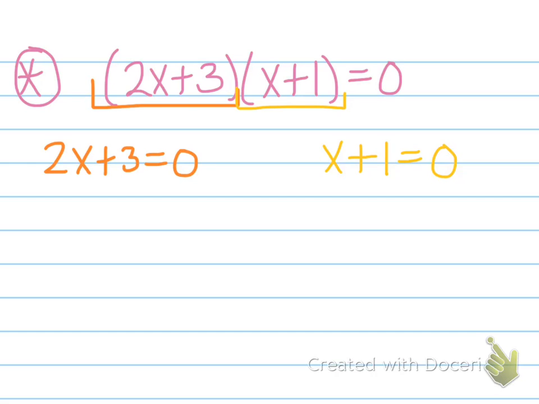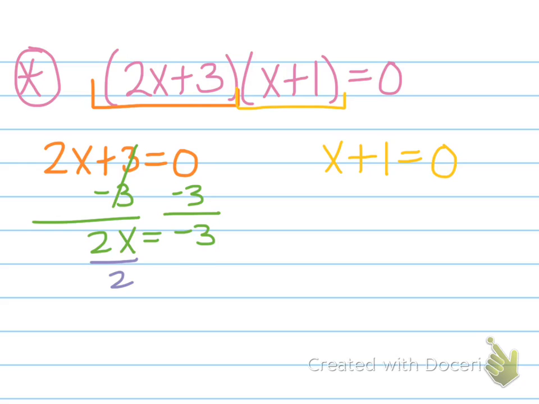Now, it may not look like this was originally a quadratic equation, but if you were to multiply those two binomials together, you'd notice that you get a quadratic trinomial. So we do have a degree of 2. Now, when we go through and solve each of these by using the order of operations in reverse, we get that 2x equals negative 3. And then if we divide both sides by 2, we find that one solution for x is negative 3 halves.